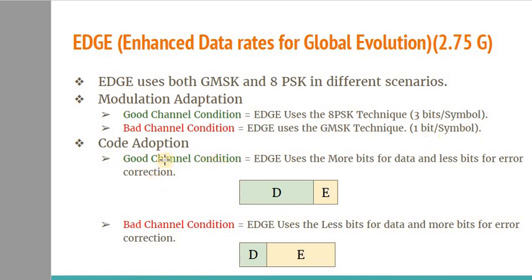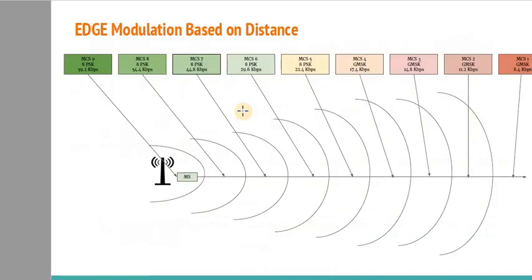EDGE assumes that my channel condition is good when my data transfer rate is more than the errors occurred, and my channel condition is bad when my data transfer rate gets lower as compared to the errors occurred. So according to this assumption, EDGE has the capability to shift from GMSK to 8PSK or from 8PSK to GMSK.